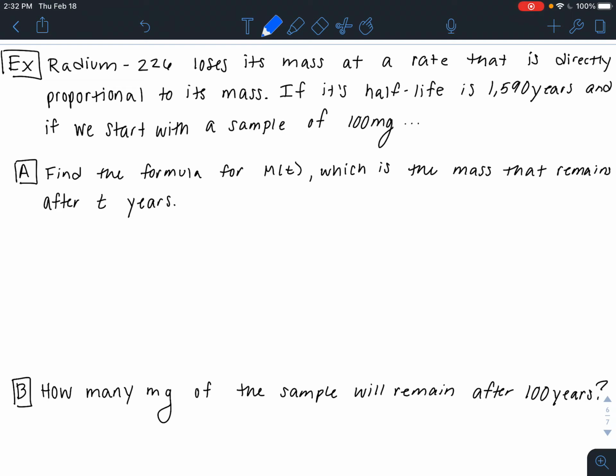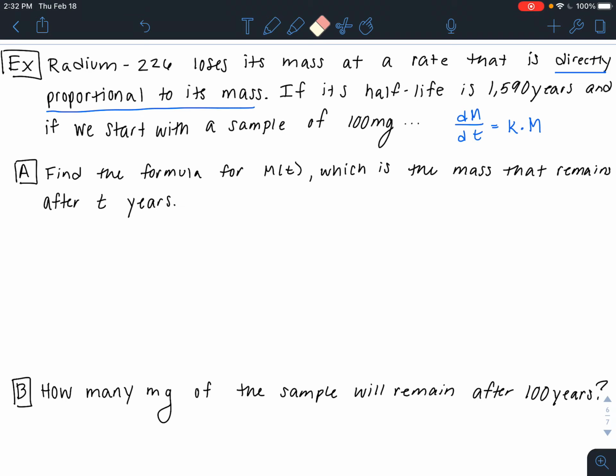So radium-226, which is just a type of radium, loses its mass at a rate that is directly proportional to its mass. That statement, directly proportional to its mass, tells us that if we let m be mass, dm/dt is equal to some k value times the mass that's left over.